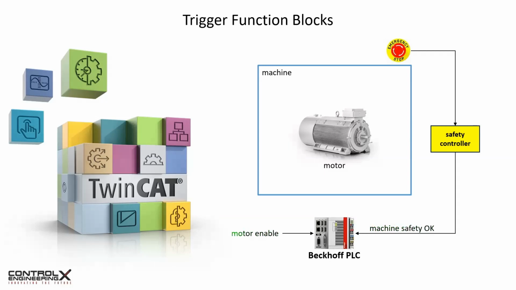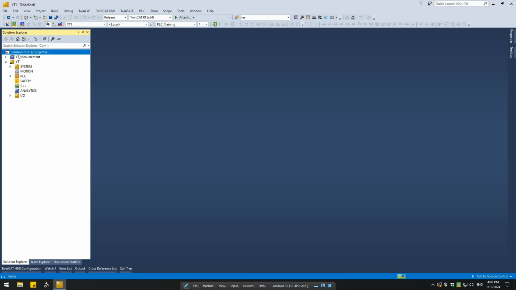The PLC also receives a motor enable bit from an external process. This bit signals the PLC to start the motor. The motor is only allowed to run if the safety is okay. Hitting the e-stop will stop all machine processes, including the motor. With this in mind, let's switch over to TwinCAT and start coding, and let's try to implement that application in our PLC project.